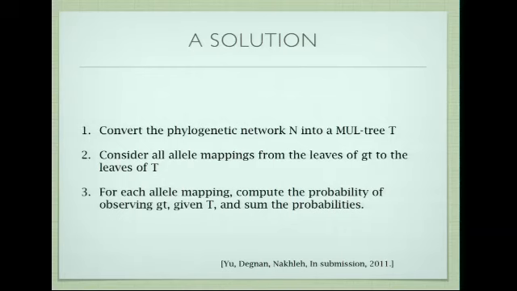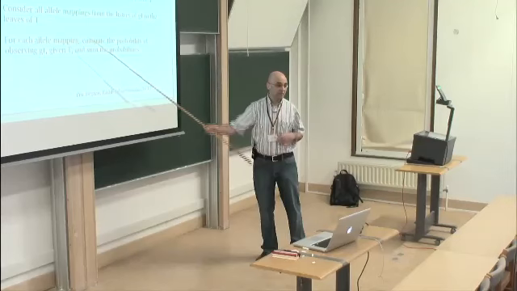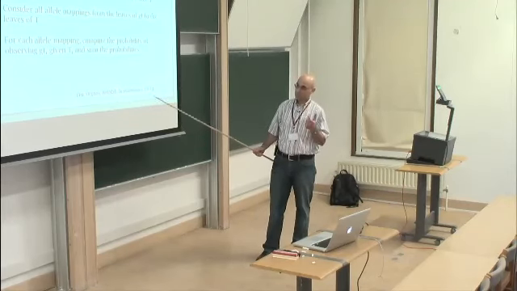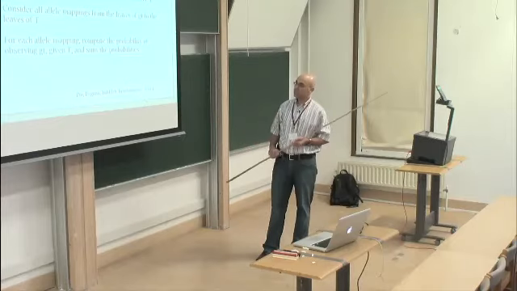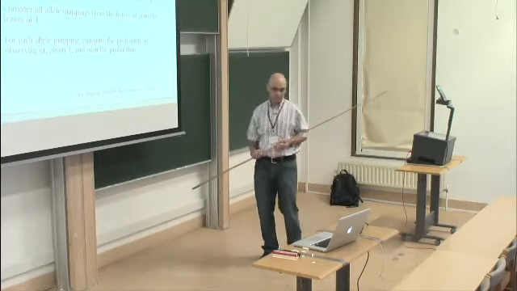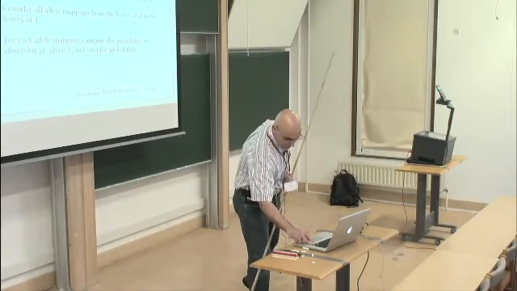Our solution is 3 steps. We convert the phylogenetic network into a multi-labeled tree, T. This is a very specific multi-labeled tree. It's not the way of looking at the gene trees being multi-labeled trees. We consider all allele mappings from the leaves of GT to the leaves of that multi-labeled tree. And then for each allele mapping, we compute the probability. And I will show them very briefly.